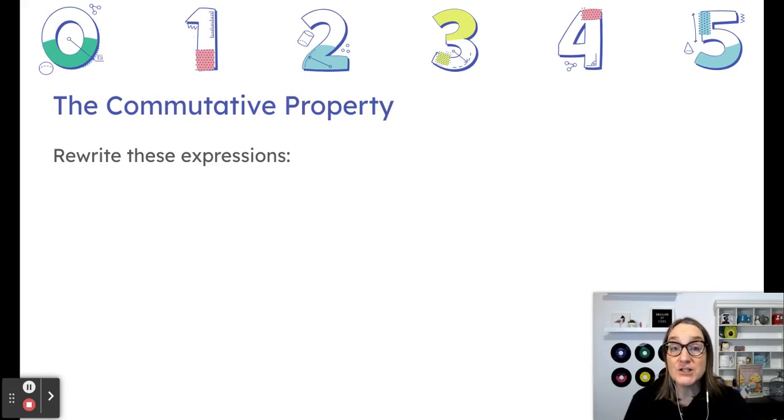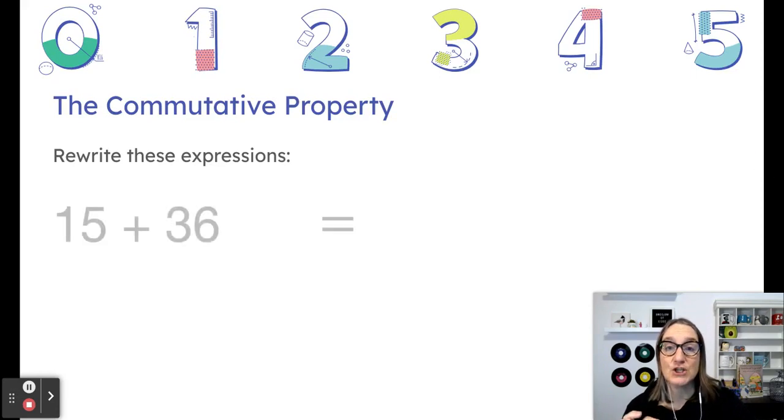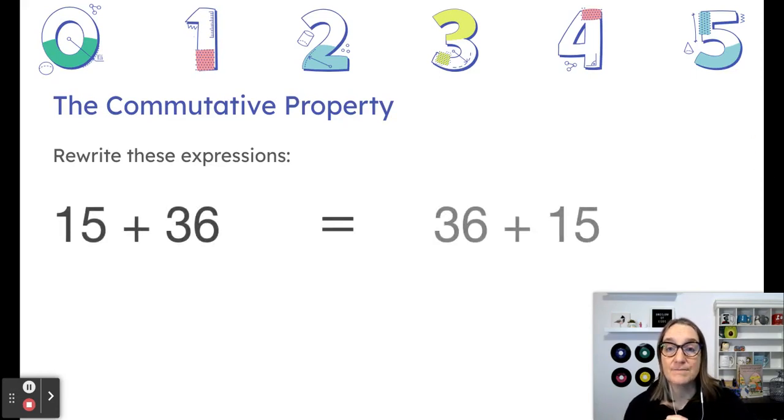We can write expressions using the commutative property. Let's give it a try. 15 plus 6 is the same as 6 plus 15. The commutative property of addition tells us that changing the order of the addends, that's the two numbers being added together, doesn't change the sum.